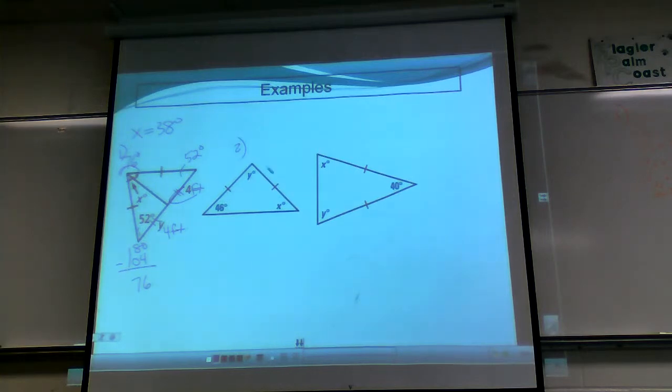No, that's a right triangle. Oh, someone said equilateral. It is isosceles, because how many sides are marked? Two. Which means that's the base. This right here is the base, which means if that was 46, those were the same. So it's 46 plus 46.